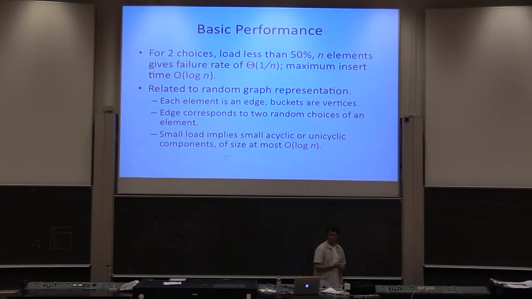All right, so again, for the basic performance for two choices, as long as your load is less than 50% and you're sticking n elements in, the failure rate grows like 1 over n, and the maximum time to insert, the maximum number of times you'll have to push things out before you can actually find a slot, grows logarithmically. And this pretty much falls out of the random graph representation.